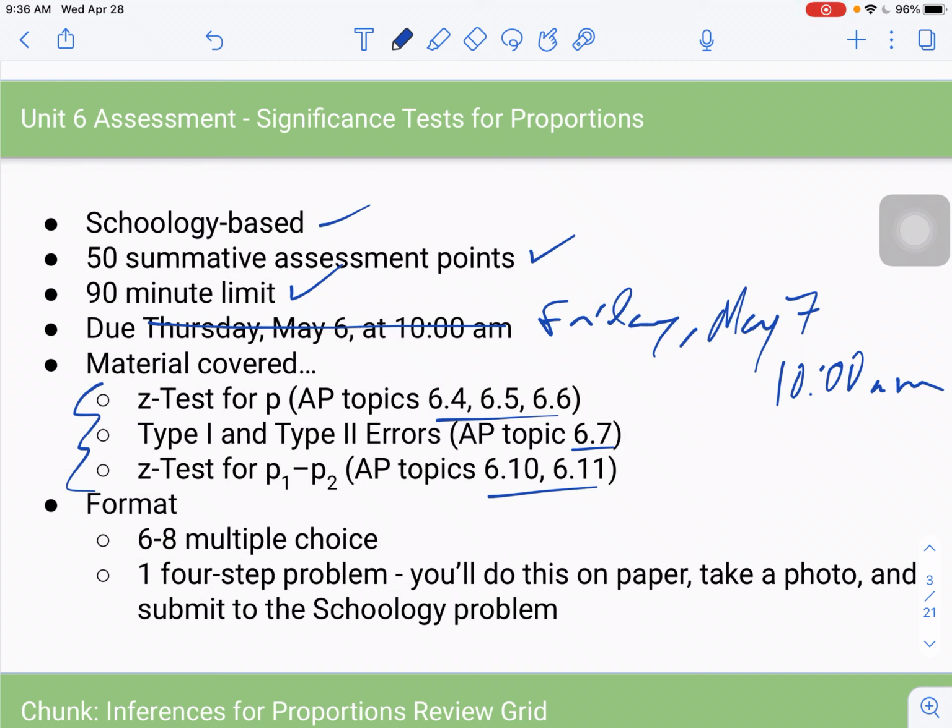Okay, so again, that's due Friday, May 7th, 10 a.m., and that is on Schoology. It is available to you now. It's in the Week 3 folder.